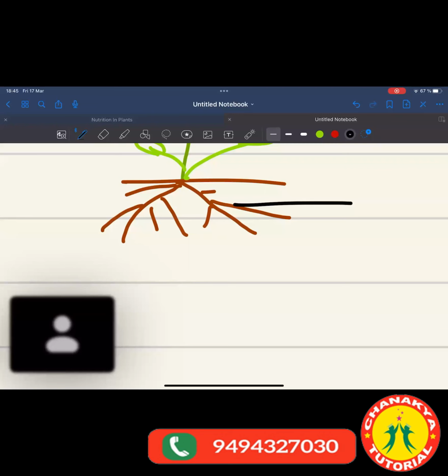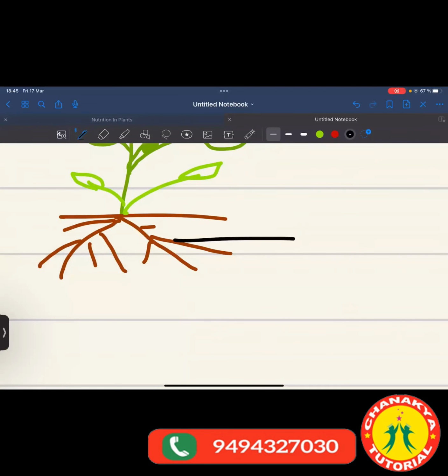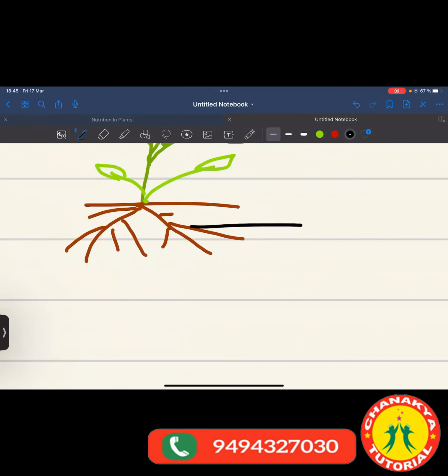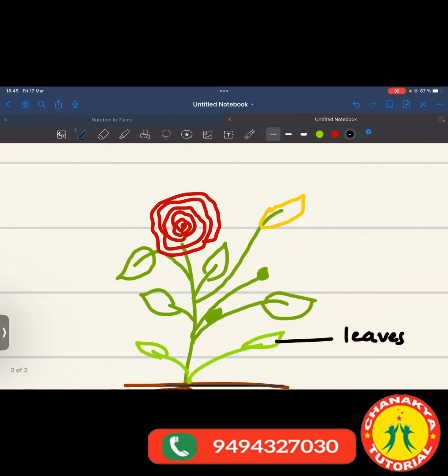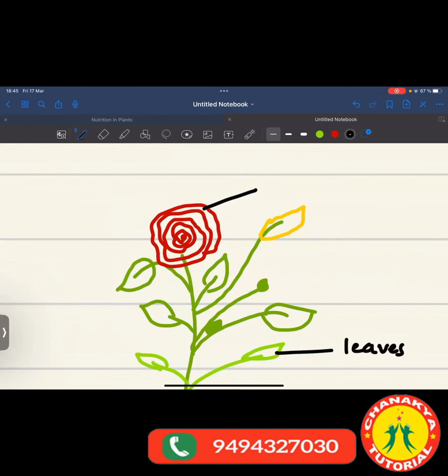Okay. Can you tell me what part of the plant I am pointing at? What part is this? Roots. And what about this? The leaves. And this? Flowers.